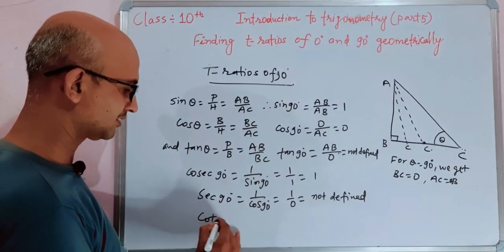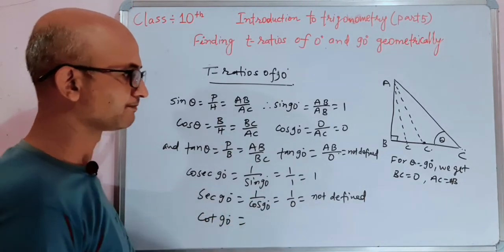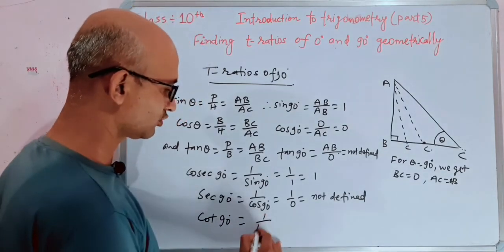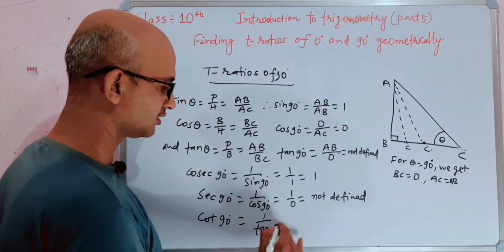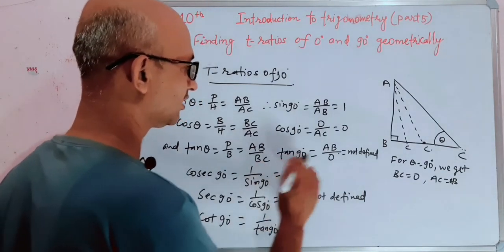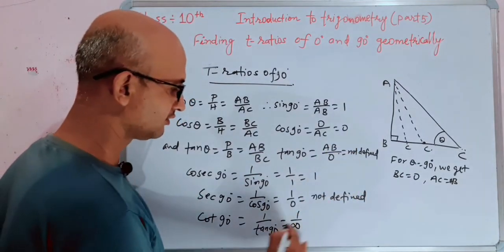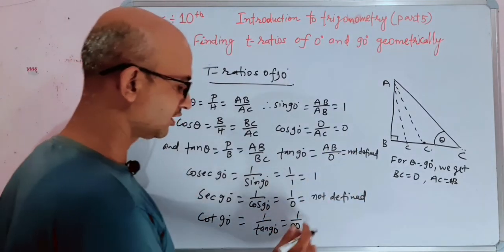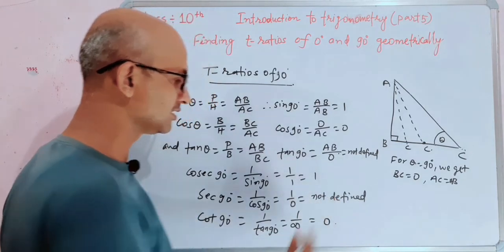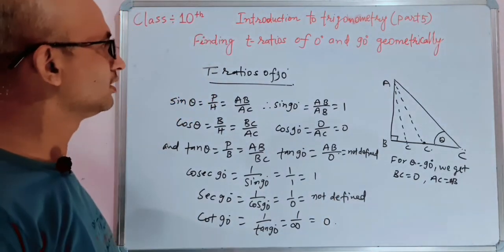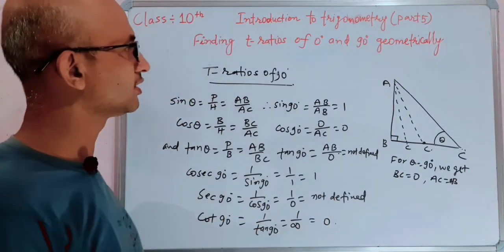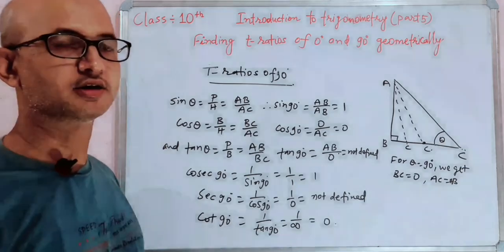And at the last, cot 90. Cot 90 is the reciprocal of tan 90. And tan 90 we have got not defined, that is infinity. So cot 90 is 1 by infinity, and 1 by infinity is 0. In this way, we get trigonometric ratios of 90 degree.